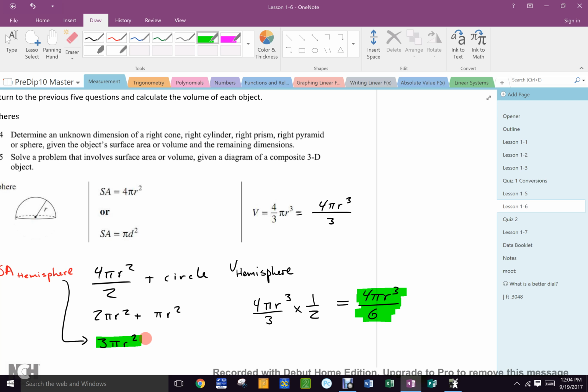Now let me ask you this. Theoretically speaking, if I had a hollow sphere and I cut it in half, what would be that hemisphere's surface area? Talk amongst yourselves. Go.